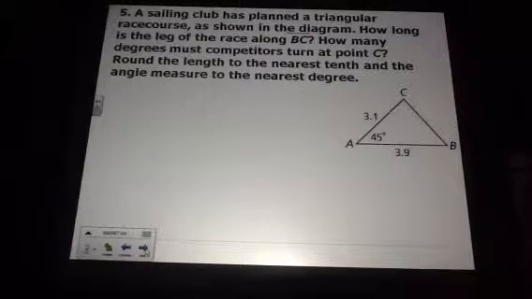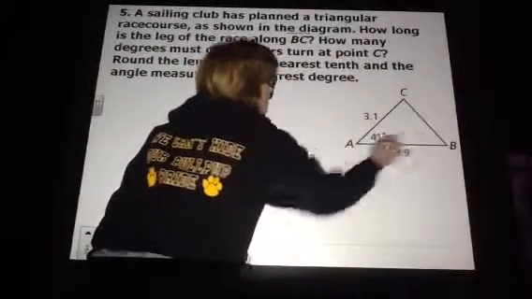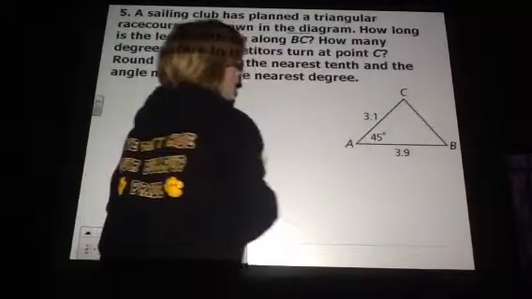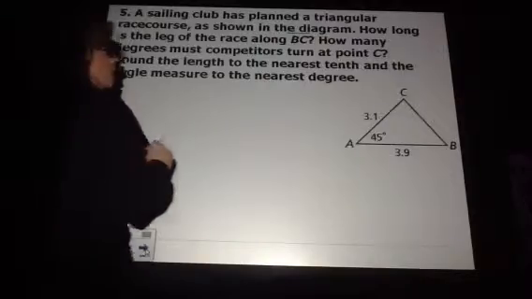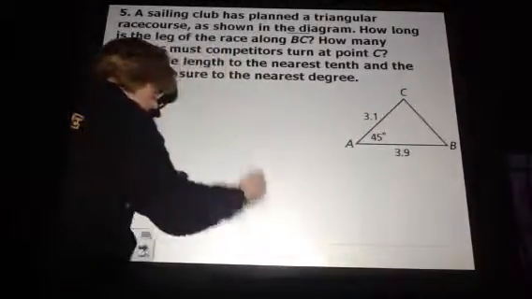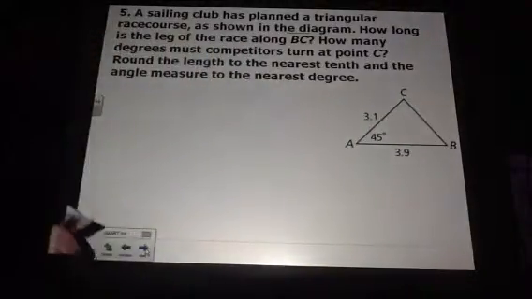Last one here. All right, a sailing club has planned a triangular race course as shown in the diagram. How long is the leg of the race along BC? Okay, so we need to find this. And we've got side, angle, side, so we can use the law of cosines. How many degrees must competitors turn at point C? And then we also need to know the angle measurement of angle C.